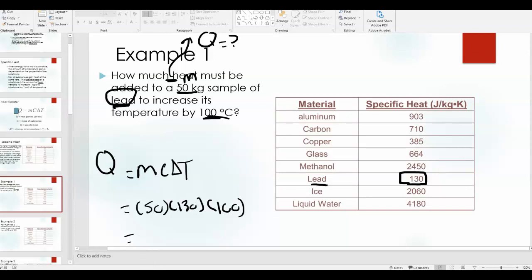Now what if it wasn't lead? What if it was aluminum? Well, then I would be doing 50 times 903, because that's the specific heat for aluminum, times the 100. The specific heat again depends on what material you're talking about. And so this value is going to be 650,000 joules of heat. Which sounds like a lot of energy, and it is, but then again, 50 kilograms of lead is a lot of lead also. Okay, so that is example one. Pause there if you need to look at that some more.